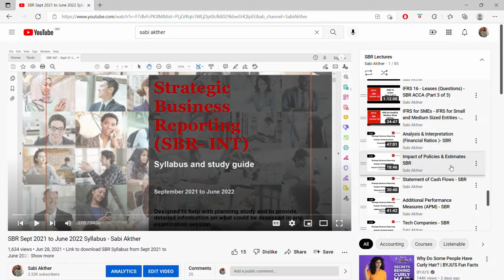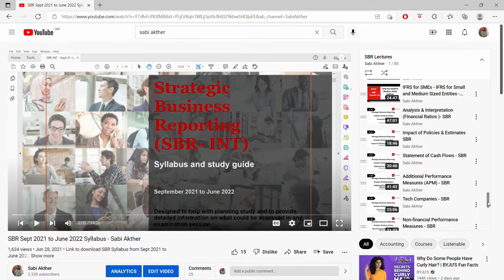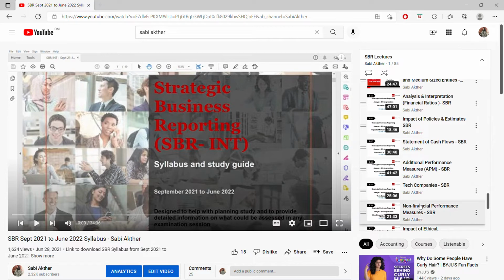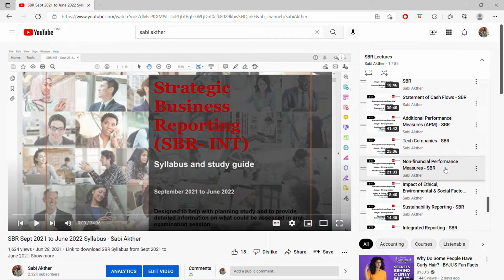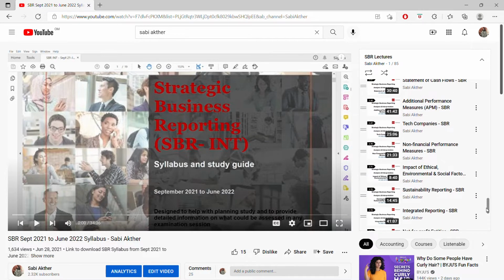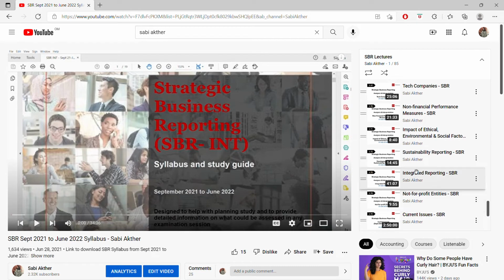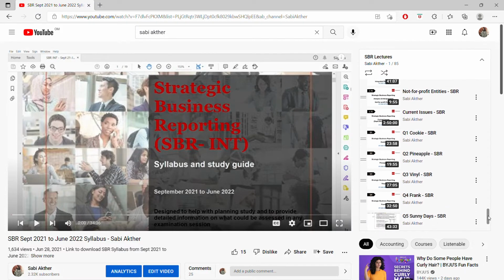Then we have the impact of policies and estimates, statement of cash flow, additional performance measures. All this is covered under analysis and interpretation. Big topic it is. Under that topic only these are covered: how do you measure tech companies, additional performance measure, non-financial measure, environment, impact of environment, ethics. You need to know all this along with financial stuff. Sustainability reporting we have, integrated reporting we have, non-profit entities we have, and finally the last video is on current issues.